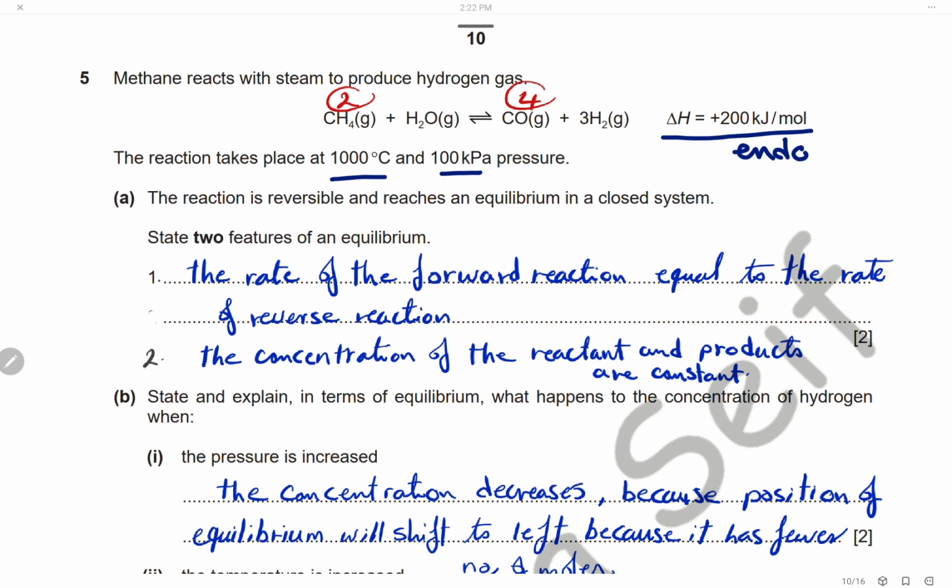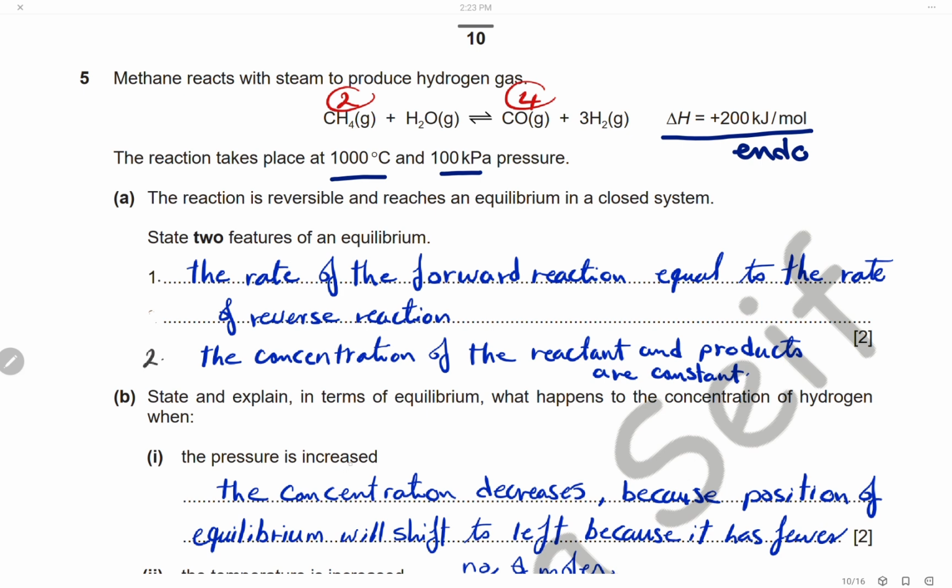Of course, at equilibrium, the rate of the forward reaction equals the rate of the reverse or backward reaction, and the concentrations of the reactants and the products are constant. State and explain, in terms of equilibrium, what happens to the concentration of hydrogen when, first, the pressure is increased. First, we have to calculate the number of moles on each side. On the left side, we have 2 moles, and on the right side, we have 4 moles.